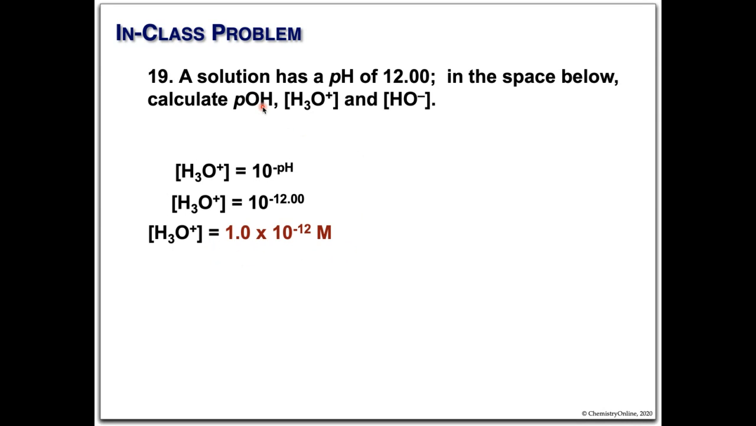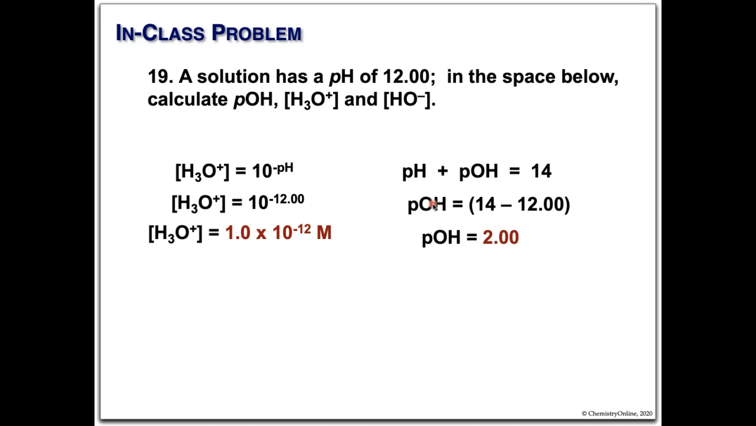Next, let's do pOH. We know pH. pOH is simple because pH plus pOH are always equal to 14, aren't they? So it's just subtract. 14 minus 12 is our pOH, and it's 2.